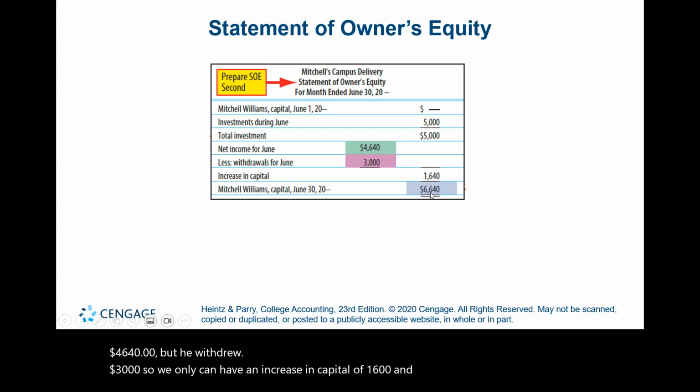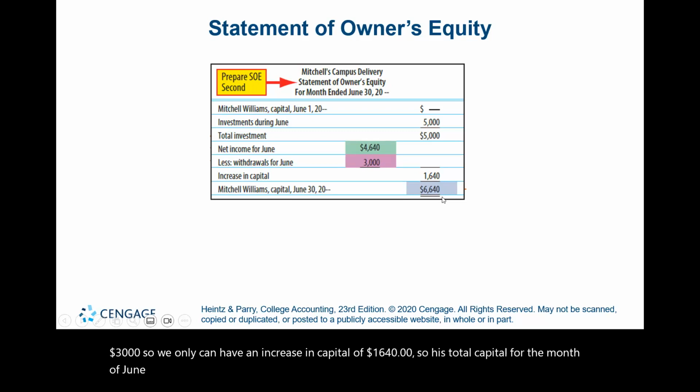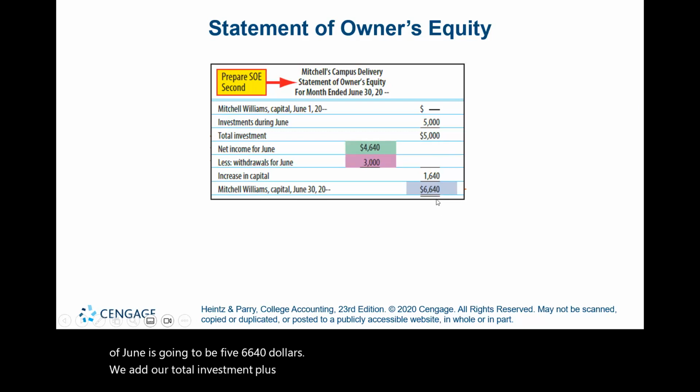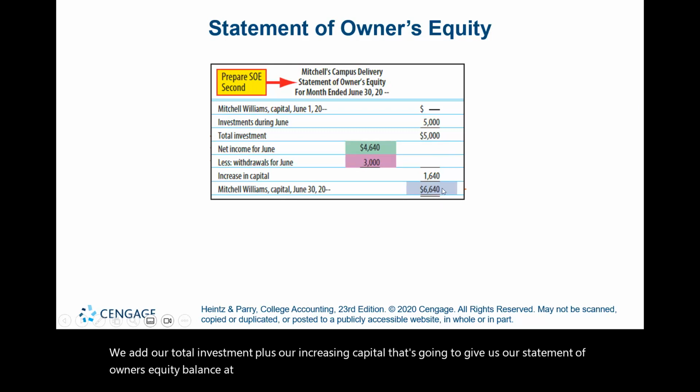So his total capital for the month of June is going to be $6,640. We add our total investment plus our increase in capital, and that gives us our statement of owner's equity balance at the end of the period. So again, that's how you fill out a statement of owner's equity.